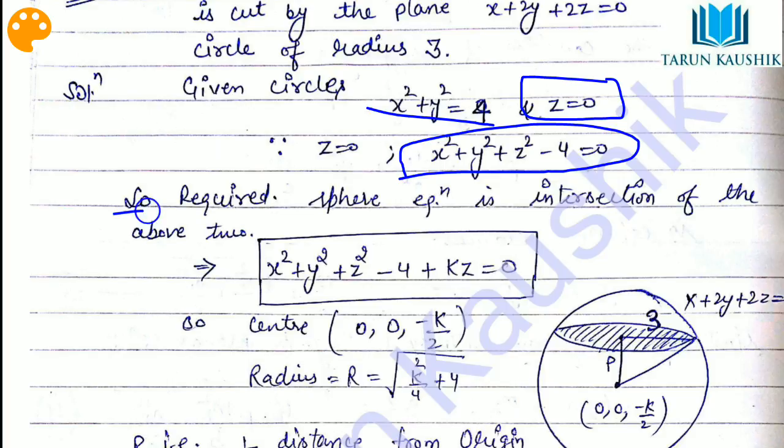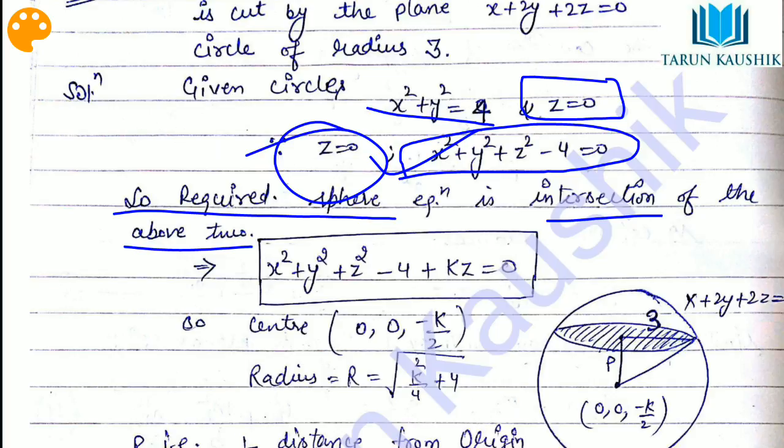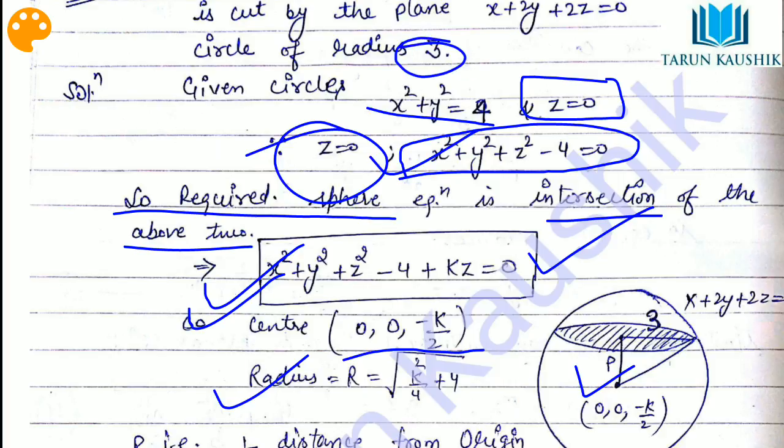So the required sphere equation is the intersection of the above two, isn't it? The sphere and the plane are given, so the required equation will be the intersection of these two, and the intersection is given by this equation. Now the center of this sphere is found by identifying the values of u, v and w, which we calculated in our last lectures. So the center we have calculated, and the radius is given as 3.